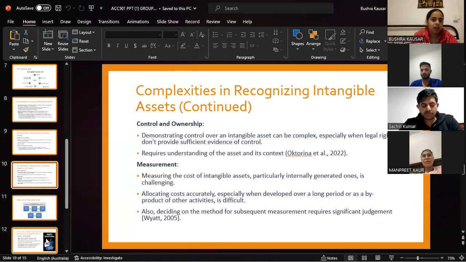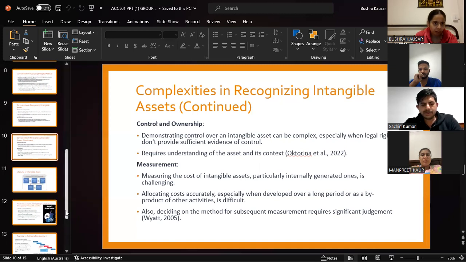Measurement. Measuring the cost of an intangible asset can be a particularly challenging task. Measuring the cost of internally generated intangible assets is more complex, while purchased intangible assets are usually recognized at cost. It could be difficult to accurately allocate costs related to those assets, particularly when they are developed over a long period or are a by-product of other activity. Furthermore, choosing the appropriate method of measurement after initial recognition. In the next slide, I will discuss the brand.